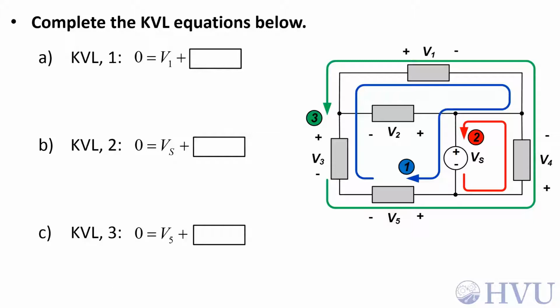In this example, I'm given 3 loops. I have loop 1 shown in blue, loop 2 shown in red, and loop 3 shown in green. I've got one term from KVL on each of these loops. I want to fill in the missing terms.